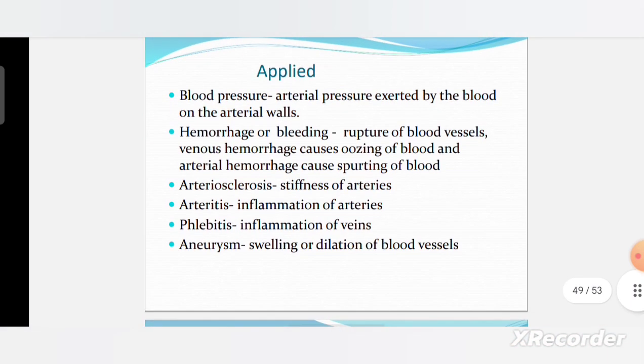Next is applied clinical anatomy. Blood pressure: arterial pressure exerted by the blood on the arterial walls. Hemorrhage or bleeding means rupture of blood vessels. Venous hemorrhage causes oozing of blood, and arterial hemorrhage causes spurting of blood.